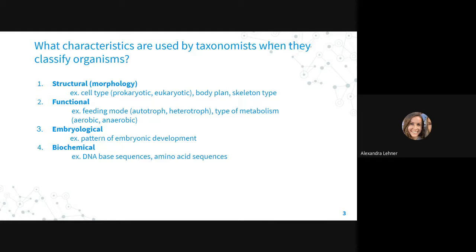Embryological, that is the pattern of embryonic development. So what an embryo looks like as it slowly begins to develop into the organism. Biochemical, that is the DNA-based sequencing. Remember, all organisms have the same bases, but they could be in different orders, or specific sections could be silenced, which means they're turned off for that organism. And then the amino acid sequencing, which we went over when we covered DNA and protein synthesis.